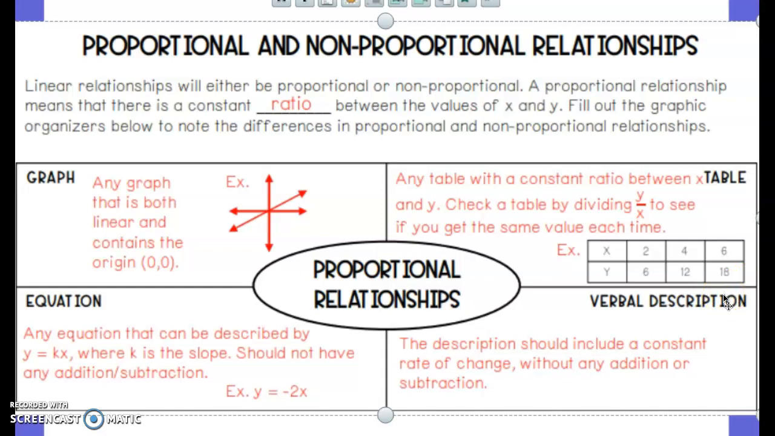In any equation, it's going to have to be written as y equals kx. You are not adding anything, because otherwise you would have a y-intercept at that number. In this case, since we don't have anything added to the equation, it means that the line is going to go through the origin, which is 0, 0. In verbal descriptions, it should include a constant rate of change without any addition or subtraction.